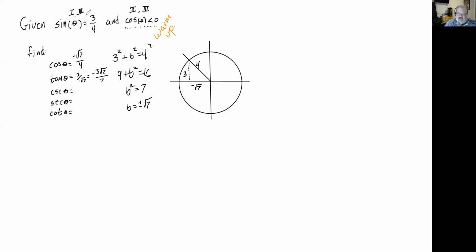The cosecant is really just this thing's reciprocal, so 4/3. Secant, the reciprocal of our cosine, negative 4 square root of 7 over 7 once we rationalize it. And cotangent is going to be this thing's reciprocal, so negative square root of 7 over 3.